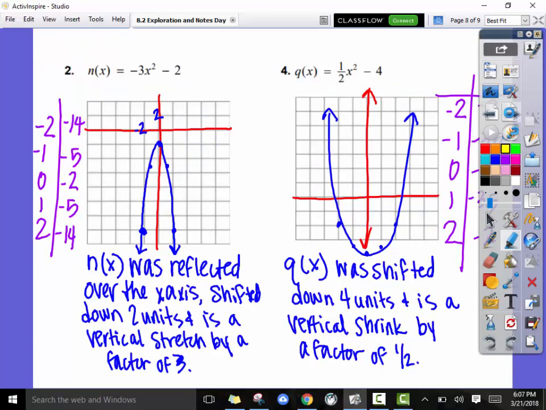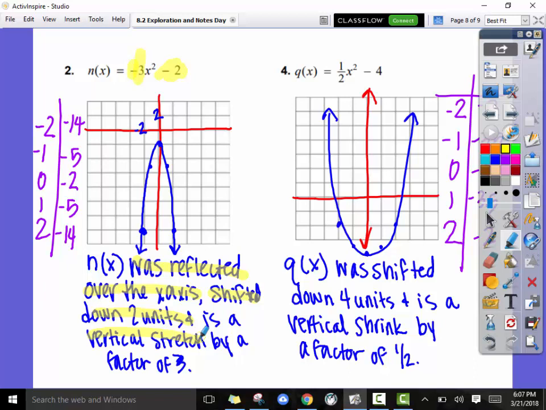Number 3, okay, we can see that the negative caused the graph to reflect over the x-axis, which is why it opens downward like this. It shifted down 2 units, which is the minus 2 part, and it's a vertical stretch by a factor of 3. So this 3 here made it more narrow, and that's what we call a vertical stretch.